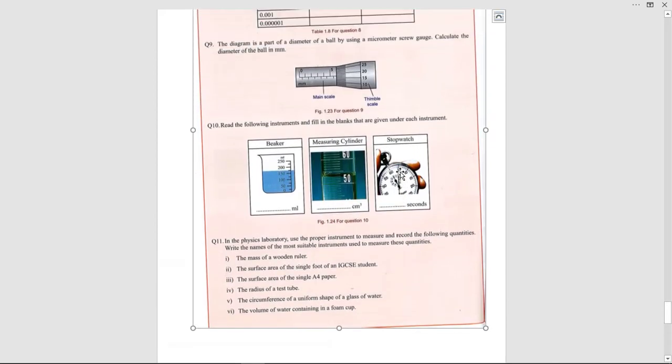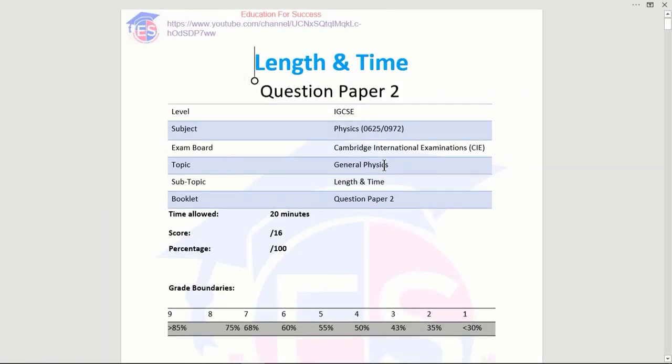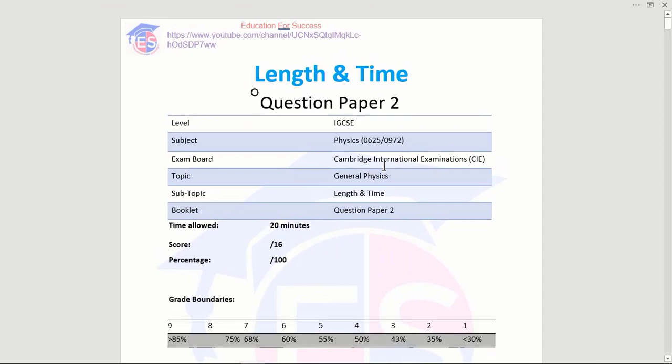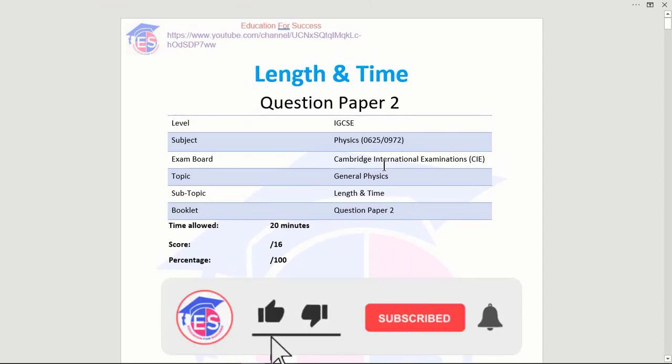Now we are going to solve some IGCSE questions, especially some multiple choice questions that can make your understanding better. Okay, now we are going to start our multiple choice questions regarding the topic, the measurements we took today. There will be 16 questions, and I put the time as 20 minutes. You are going to solve those questions.